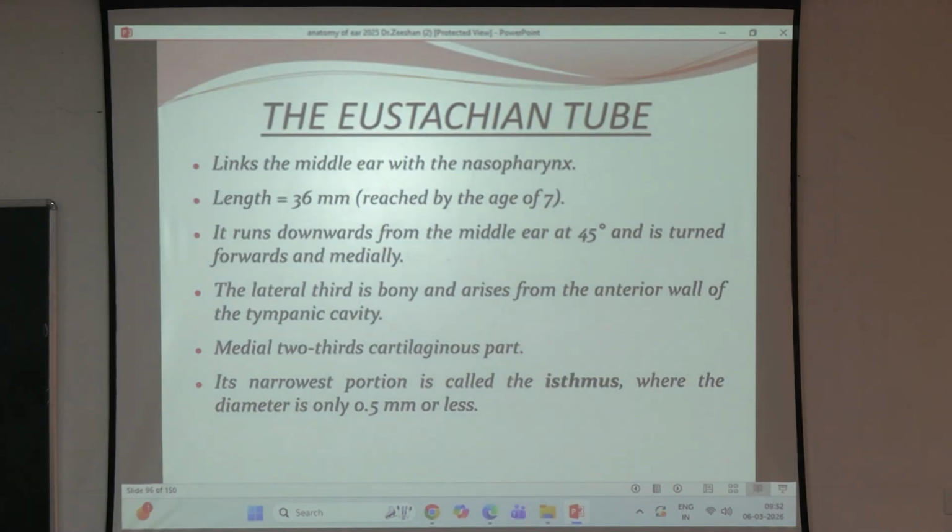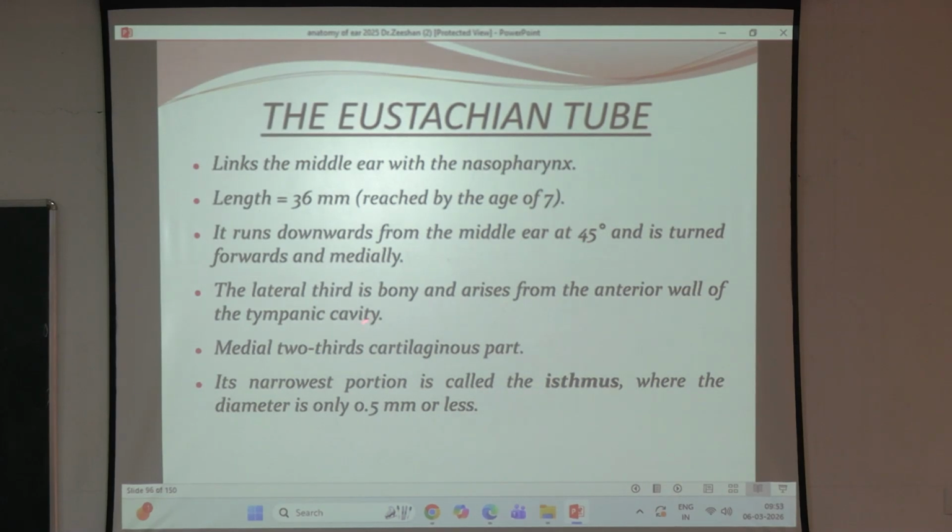So eustachian tube, ठीक है. तीन चीजें थी ना अभी तक हम लोग. मिडिल ईयर प्रॉपर किया, eustachian ट्यूब है, मैस्टॉइड एयर सेल सिस्टम है. Eustachian tube: it links the middle ear with the nasopharynx. Length is 36 millimeter and it is reached by age of 7. Runs downwards from the middle ear at an angle of 45 degree and it is turned forwards and medially.